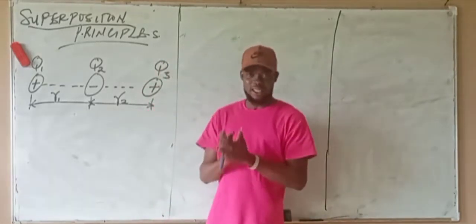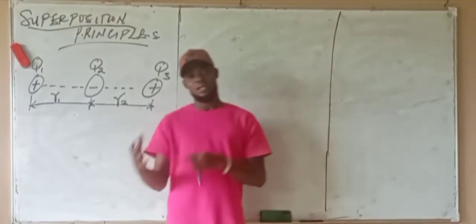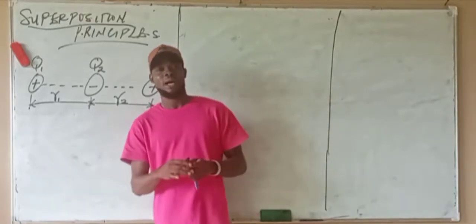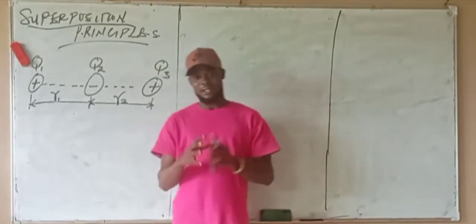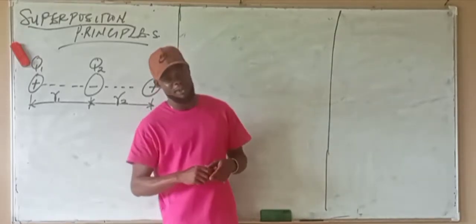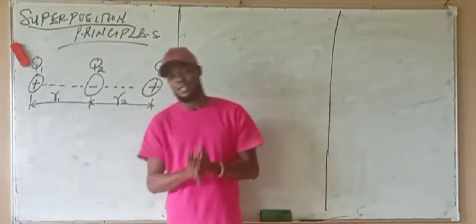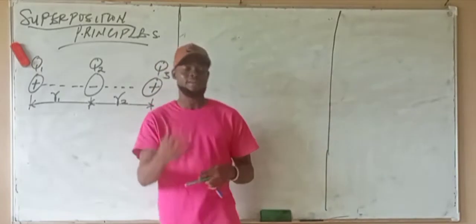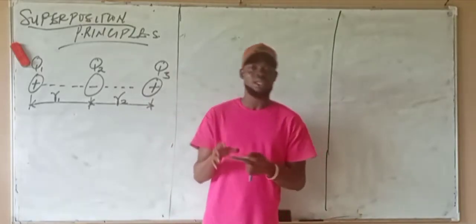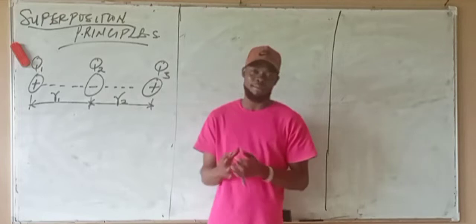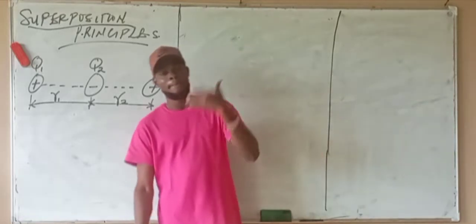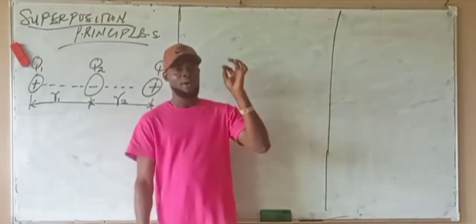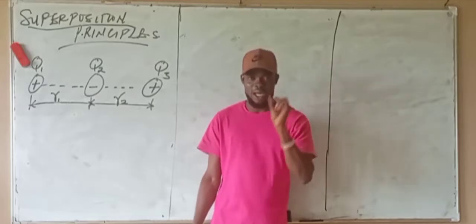So remember, charges can exist in two forms, either positive or negative. Also remember that two like charges tend to push or repel each other, and unlike charges tend to attract each other. There is also Coulomb's law, which says that the force of attraction or repulsion between two charged bodies is directly proportional to the product of their magnitudes and inversely proportional to the square of the distance apart.